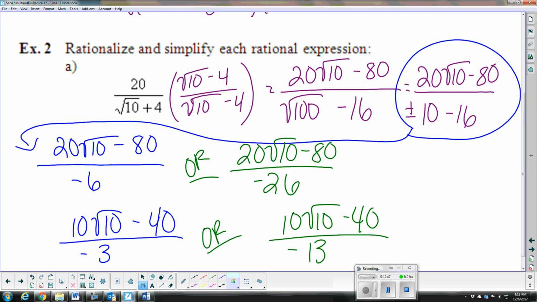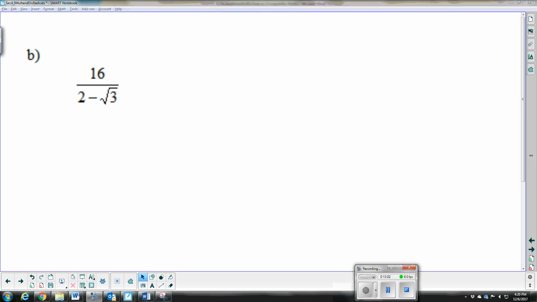But since you were adding and subtracting, you had that positive or negative 10 in the denominator, you have 2 different solutions that look different. All right, let's look at the next one.